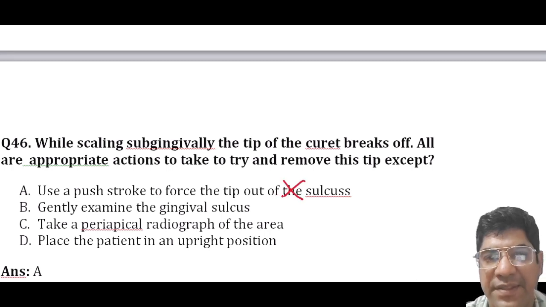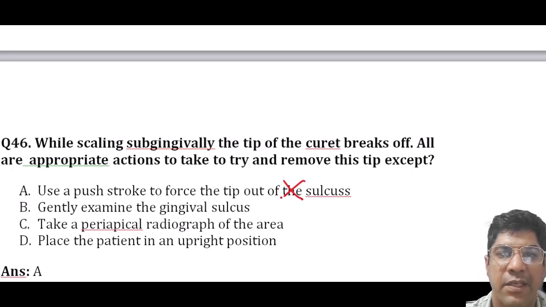Gently examining the gingival sulcus: yes, you should gently examine the sulcus using a curette in a spoon-like stroke, attempting to pull the fragment out. Taking a periapical radiograph can help to locate the position of the broken tip, allowing for a more precise approach to retrieve it. Placing the patient in an upright position can help to prevent any potential aspiration or ingestion of the broken tip. So that is why the answer is A.